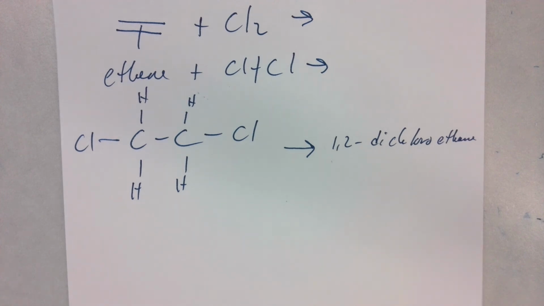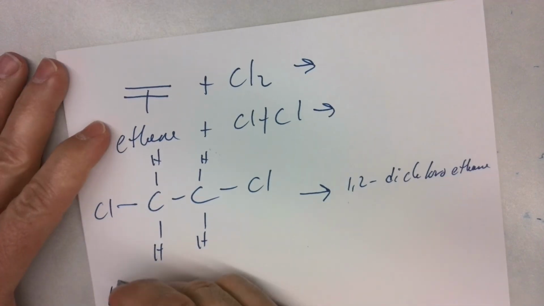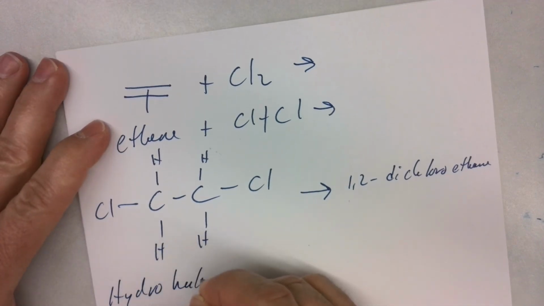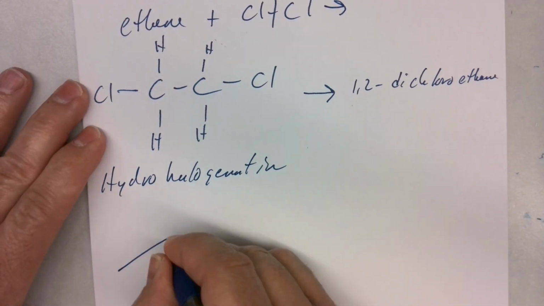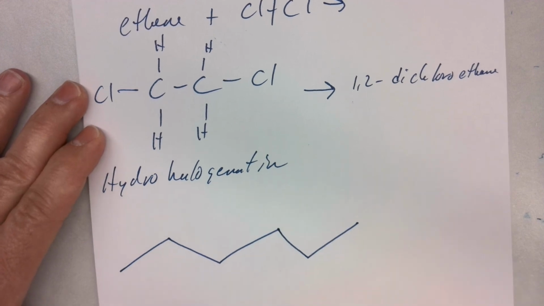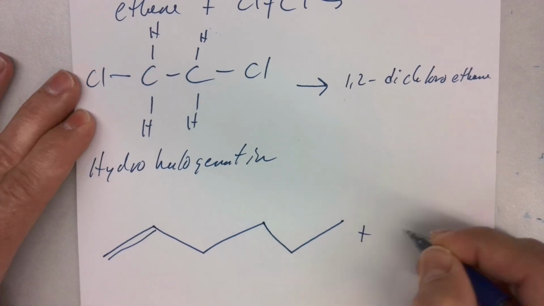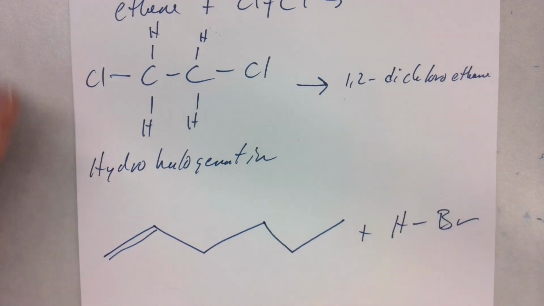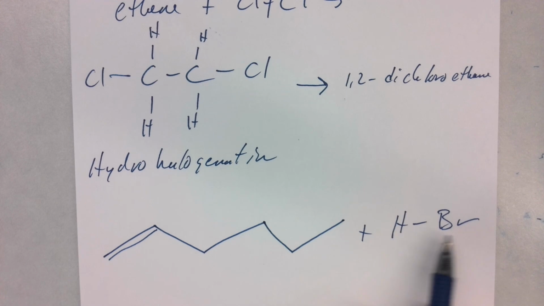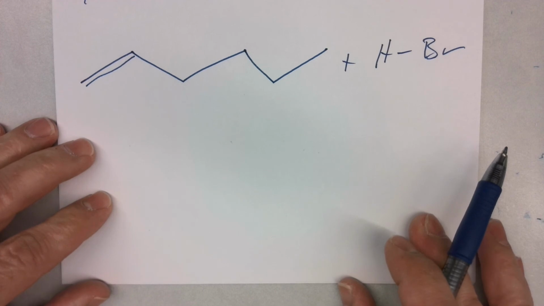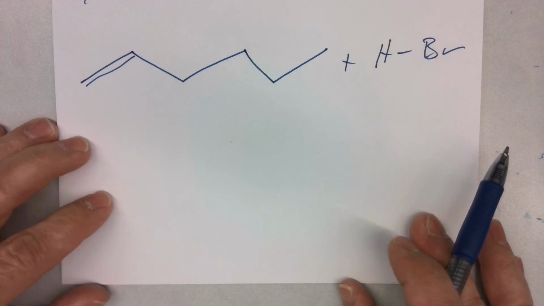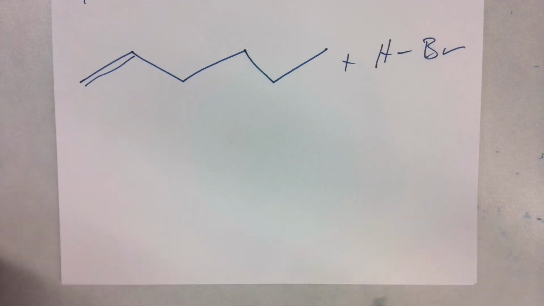Okay? Alright, so that's halogenation. What about hydrohalogenation? Let's say I took something more complicated here. Let's say I took that, and I'm going to add that to HBr. Now again, what's the one thing I've got to remember here? Anytime I'm adding HBr, the 2 things I'm going to add are what? Anybody? They're different. So what do I have to remember here?